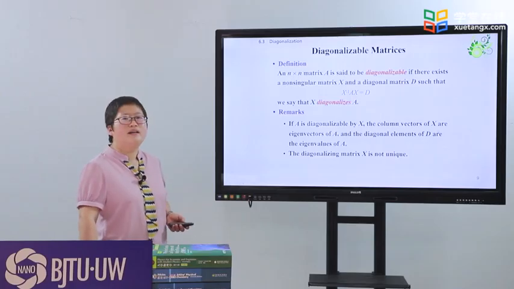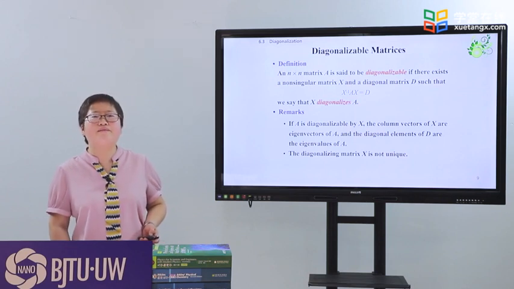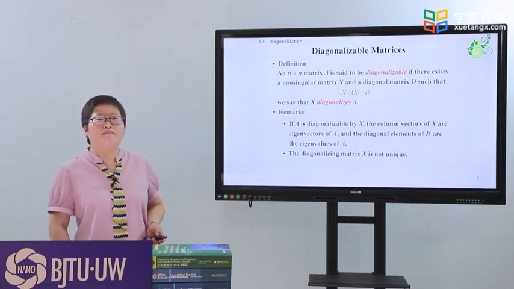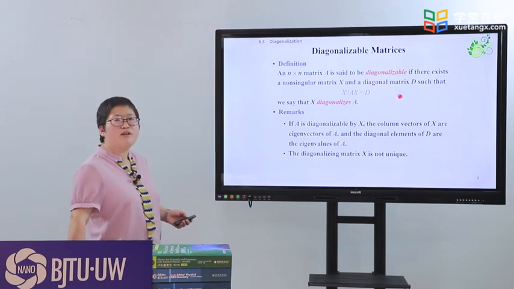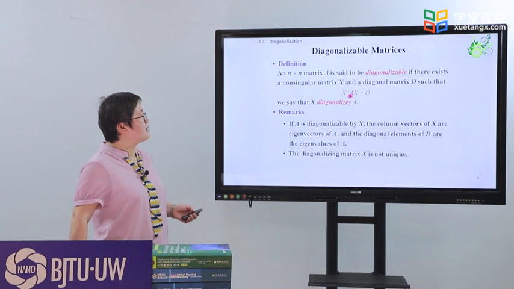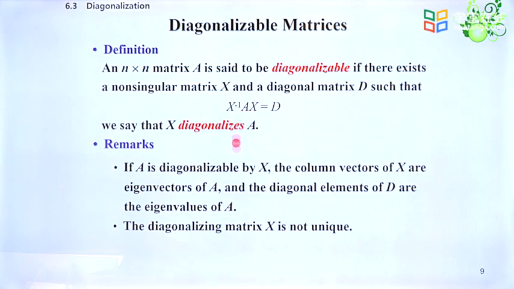Now, definition. An n by n matrix A is said to be diagonalizable if there exists a non-singular matrix X and a diagonal matrix D such that X inverse times A times X equals this diagonal matrix D. We say that X diagonalizes A.